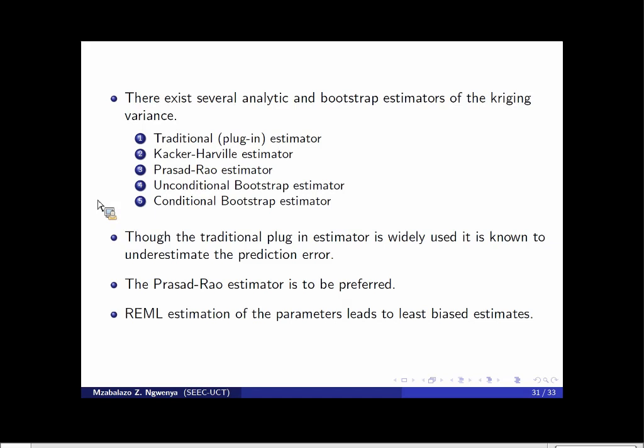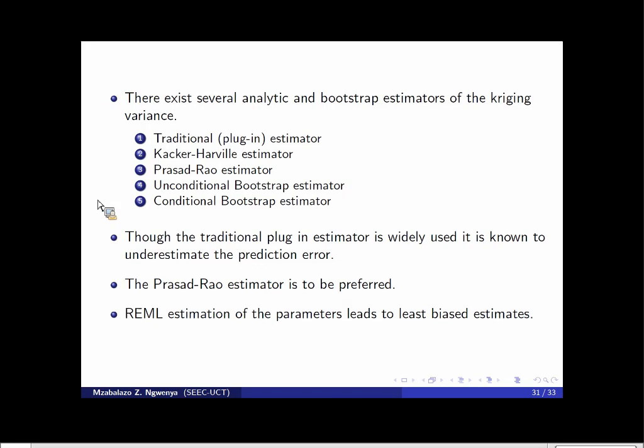The other estimators, 2 to 5, were designed to correct the bias of our plugin estimator. The Kackar-Harville and Prasad-Rao estimators use the traditional estimator and then add a correction term to it. Then, as we said, these two are Monte Carlo based. So my last words of wisdom are that you should please avoid using the plugin estimator for kriging, and it's better if you use the Prasad-Rao estimator.